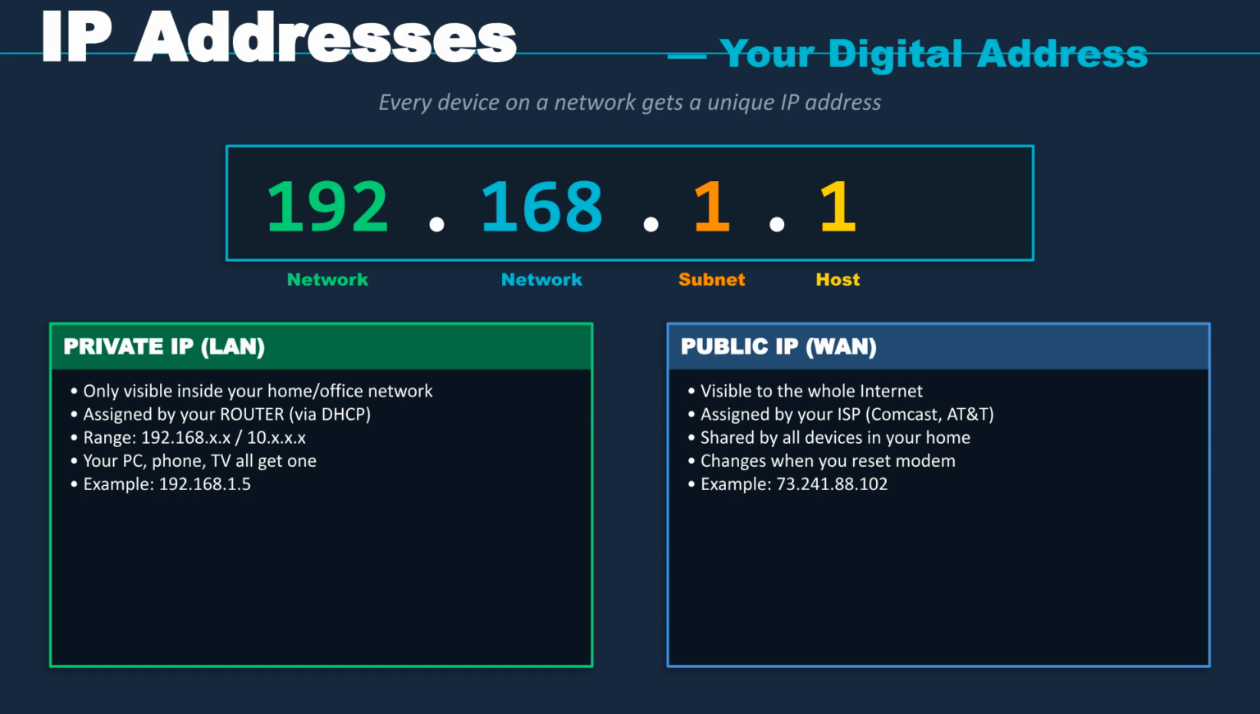An IP address is your device's unique digital address on the network. Private IP addresses, like 192.168.1.5, are used within your home network. The public IP is assigned by your internet service provider and is visible to the rest of the world.